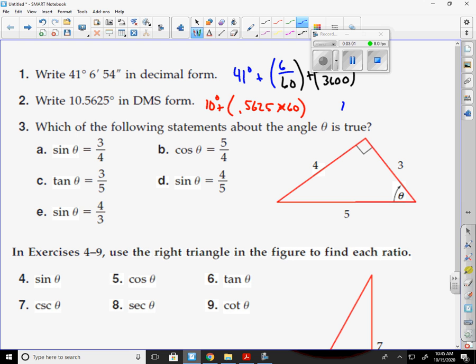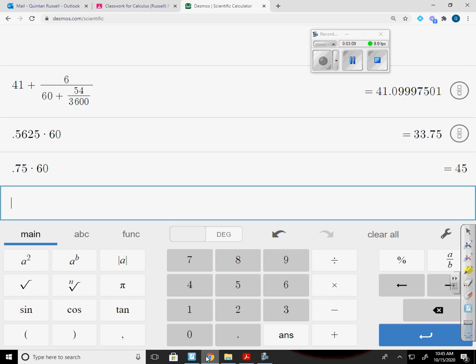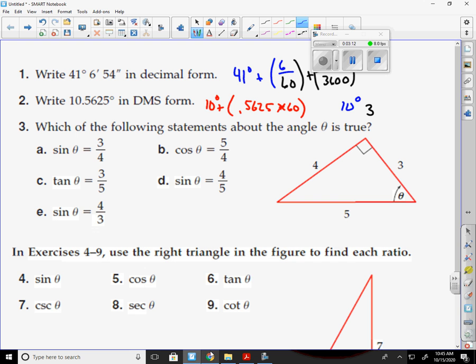So it's just 41 degrees. I don't remember what the other one was. 33 and 45. 33 minutes, 45 seconds. And that's it.